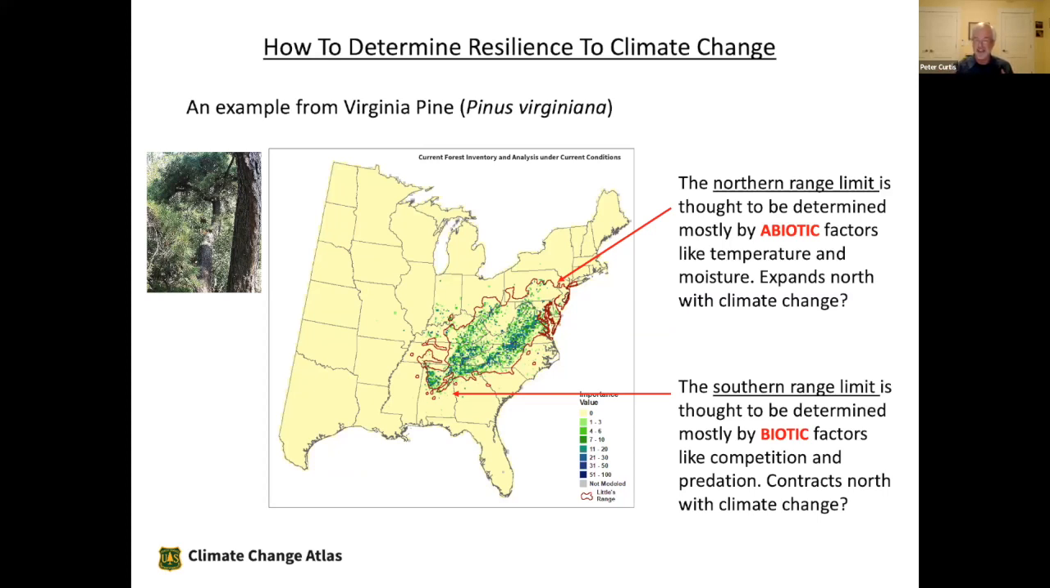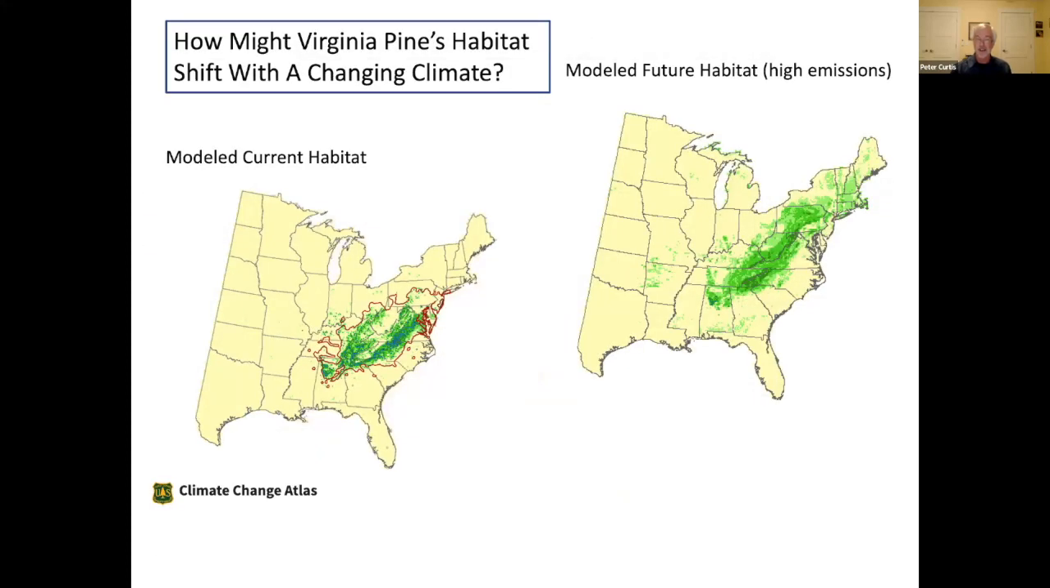Right now constrained to the Appalachians largely. But what do we think about as the possibilities for this plant that we know a lot about? How might it shift with a changing climate? So the way climate scientists approach this, and foresters and the Forest Service, is to initially model that current habitat.